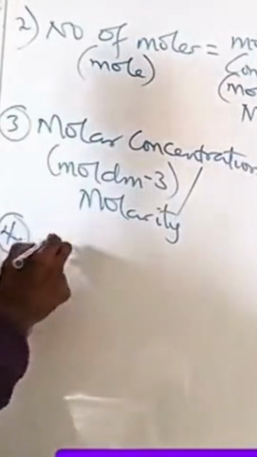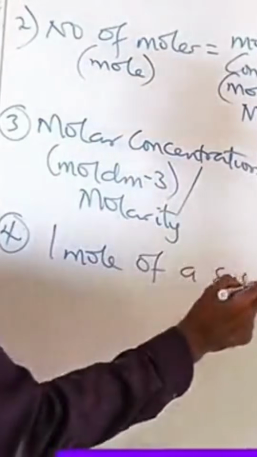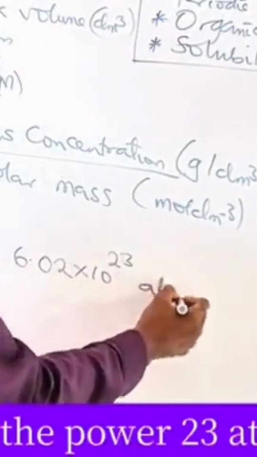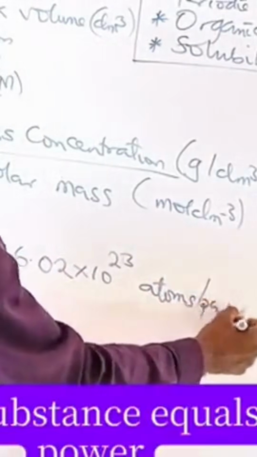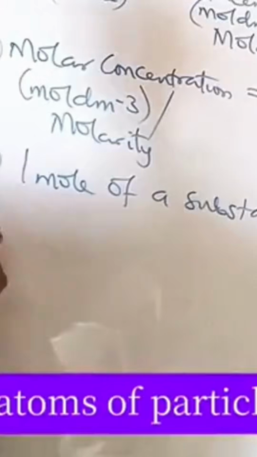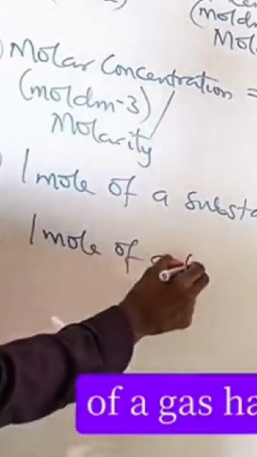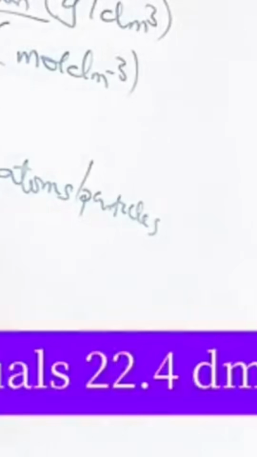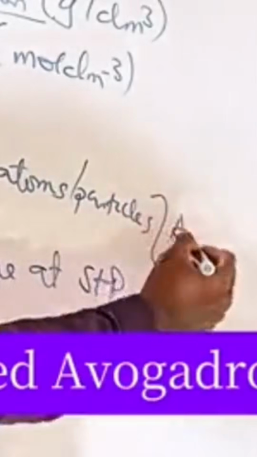The fourth equation is 1 mole of a substance equals 6.02 times 10 raised to 23 atoms or particles. And the last one is 1 mole of a gas has a volume of 22.4 dm cube. That means 1 mole of a gas equals 22.4 dm cube by volume at STP, that's standard temperature and pressure. Now, these 2 equations, number 4 and 5, together are called Avogadro's constant.